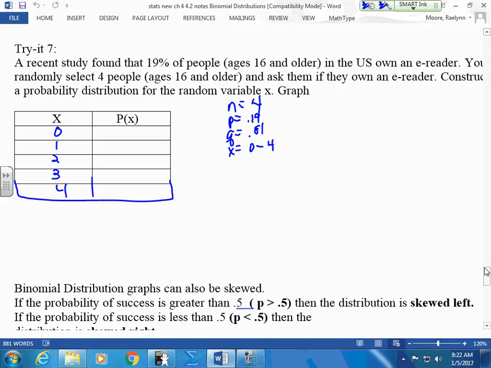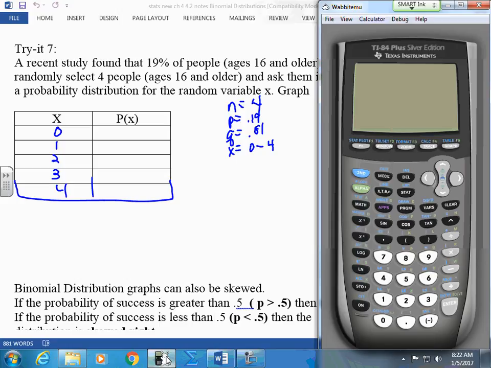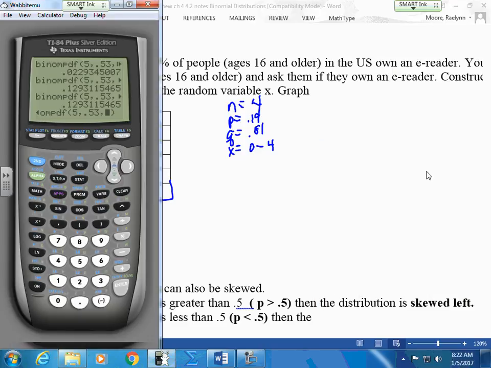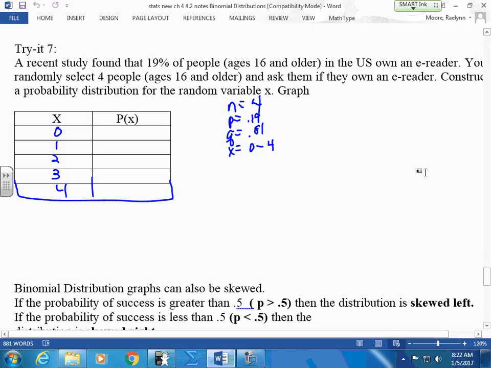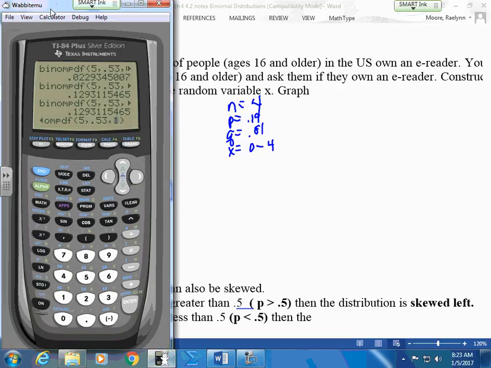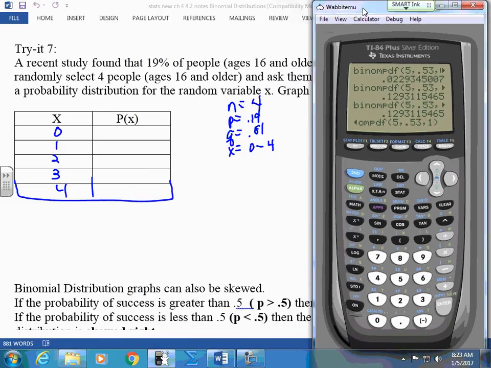So again, you're going to put it in your binomial PDF. Are most of you using the binomial PDF, or are you using the other one? Yeah, but binomial. This is so much easier. You can just even pull an old one down and not hit enter, and just go through and change. Okay, just go through and change this. 4, change this to 0.19, change this to 0. Okay. All right.